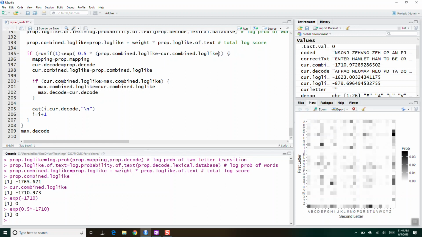All right, I'm going to make a change here. If the log of the random uniform is less than the difference between the proposed and the current log likelihood, which makes sense to me, we will swap them. We make the proposed mapping our current mapping, and the proposed decode our current decode, and we just replace everything. And if it's even better than what we ever saw, we'll do that.